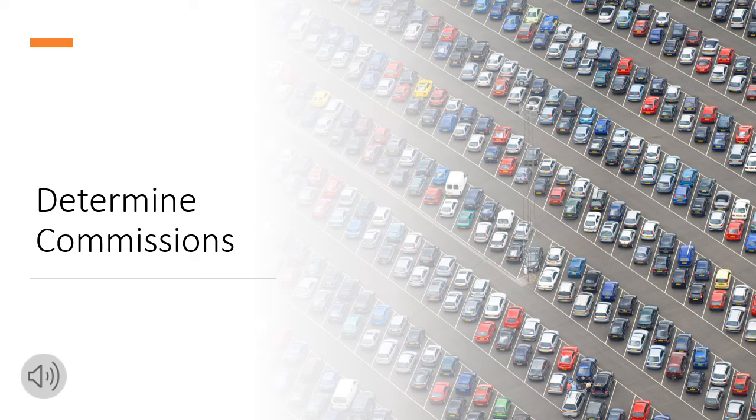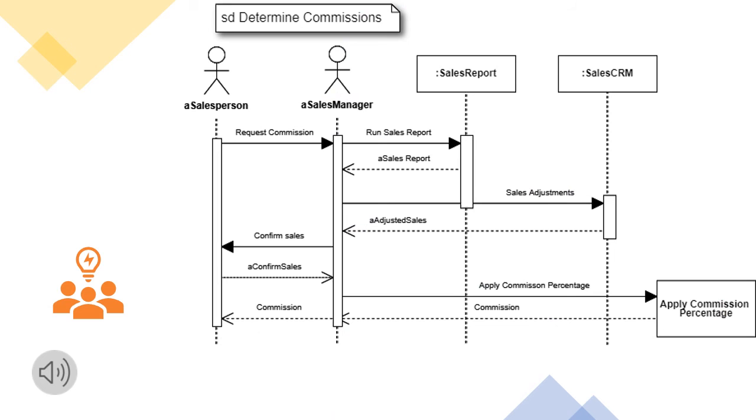We will now look at determining commissions. This is the sequence diagram for determining commissions. The salesperson will first initiate the commission request to the sales manager. The manager will then generate a sales report from the system for the salesperson.